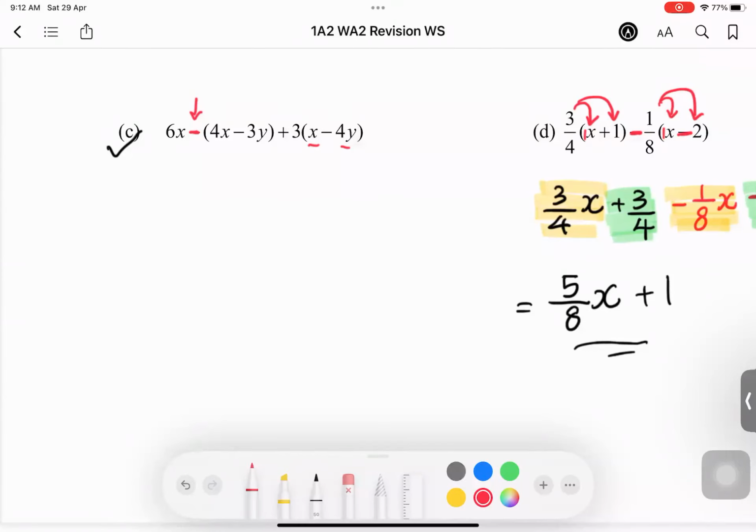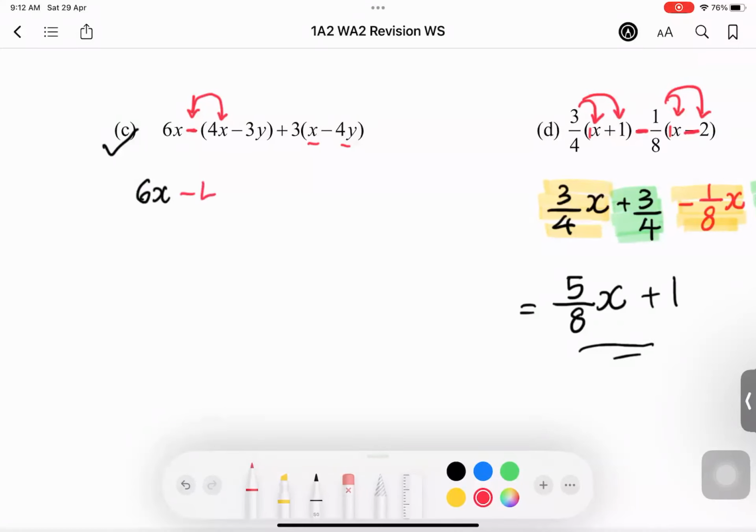Then how do we do this question? 6x is on its own. Okay, there's a subtraction. So I'm going to subtract -4, so it'll be minus 4x. Subtract -3. Negative times negative become what? Positive. Very good. Then next one, number at the back, 3 times x, 3x.